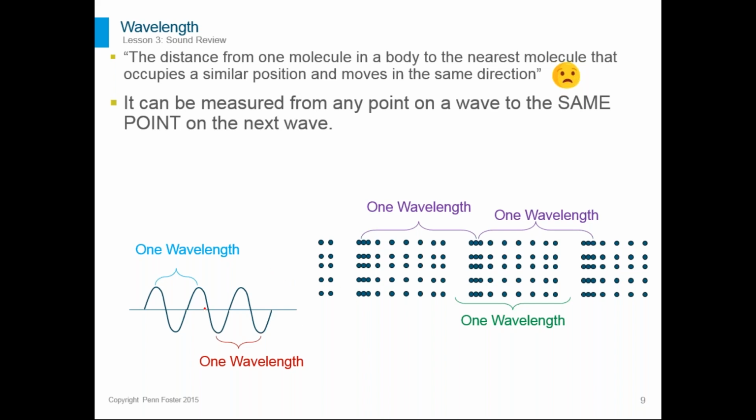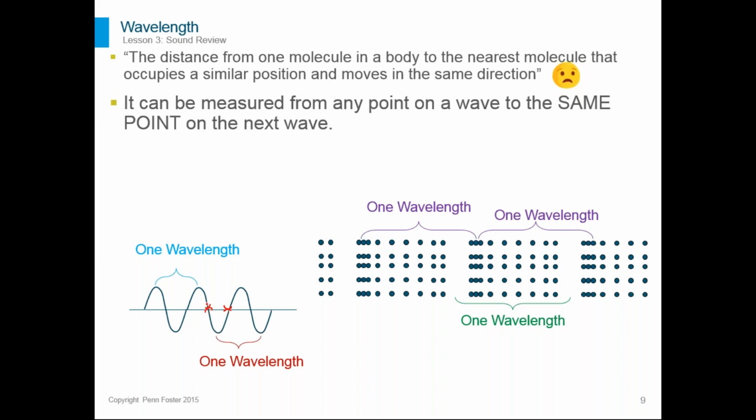Sometimes students will kind of get in trouble because they'll say, okay, well, what if I start here at the rest position and I measure to the next rest position? That's a little bit on the right track, but it's wrong because what you've done is you've only measured half a wavelength. You've measured just the trough of the wave. You didn't complete the wave and measure to the same point on the next wave.